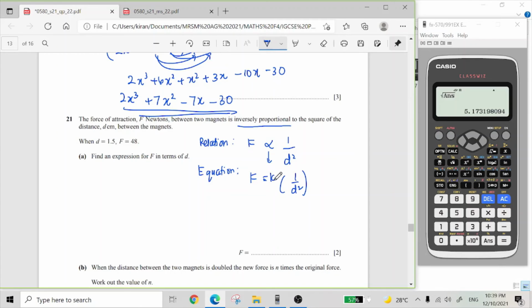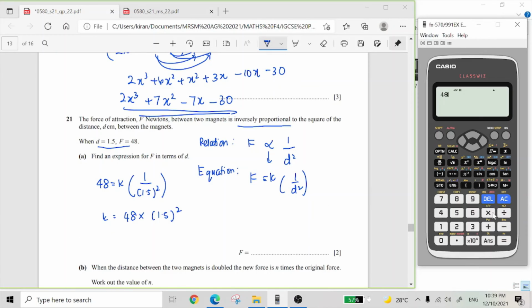Okay, for the equation we have to find the value for k. What is k? We can take the value given here. So F is 48, equal to k times 1 over 1.5 squared. So k will be 48 times 1.5 squared. Okay, and then we get this part, 48 times 1.5 squared. So the value for k is 108.